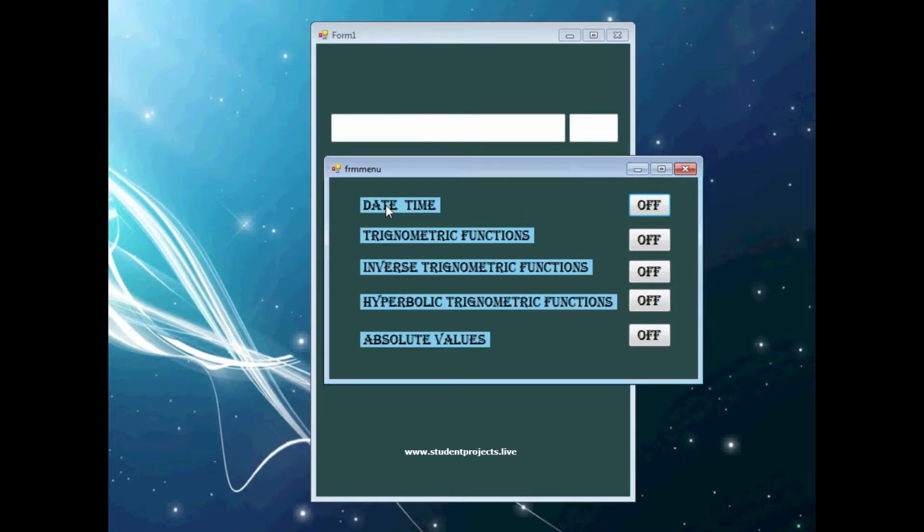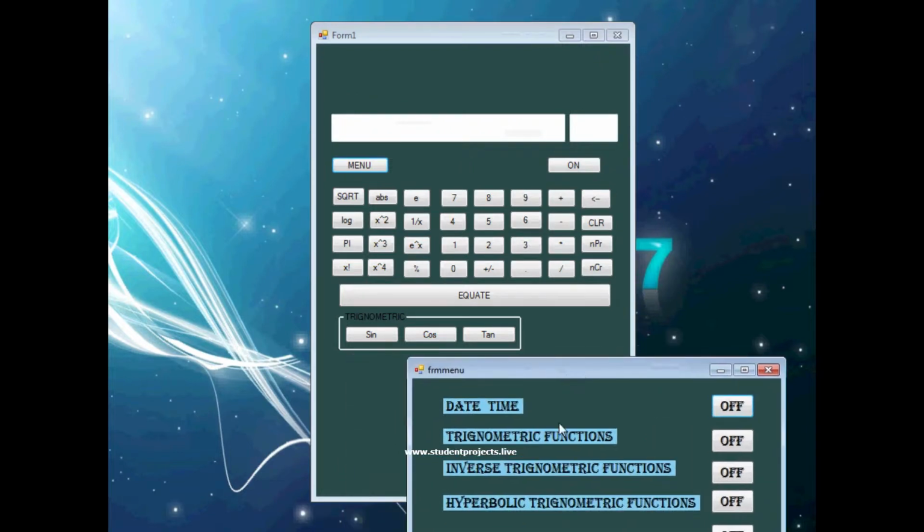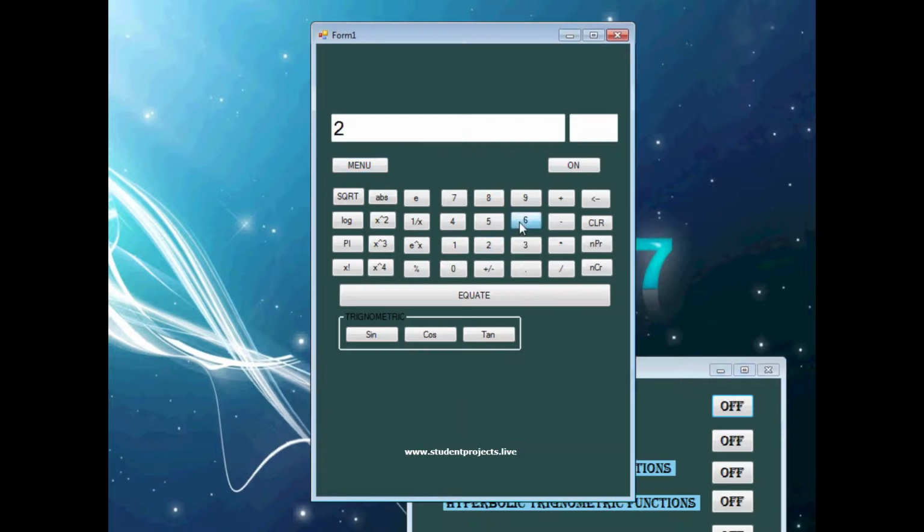In the menu we can see some options, that is date, time. So by clicking on the off button, the date and time will not be available to view on the screen. By clicking on trigonometric functions, so here sine, cos and tan, these are three trigonometric functions which can be performed. The value of any number can be found here, the sine value, cos value and tan value. So this is how we can perform trigonometric functions.